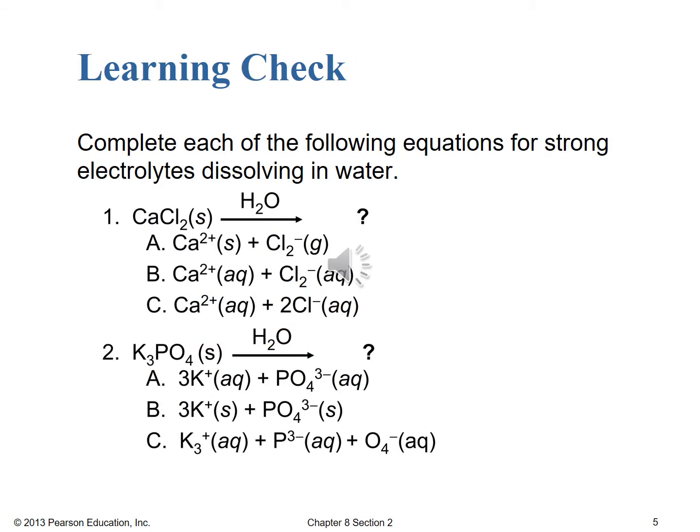So before we get too far into it, let's pause here for a learning check and see how you do with completing those equations for strong electrolytes dissolving in water. So just like on an exam, you've got some multiple choice possibilities for number 1 and number 2 for each of those processes. Go ahead, pause the video here, decide A, B, or C as the correct or best answer, and then start back up and we'll see how you did.